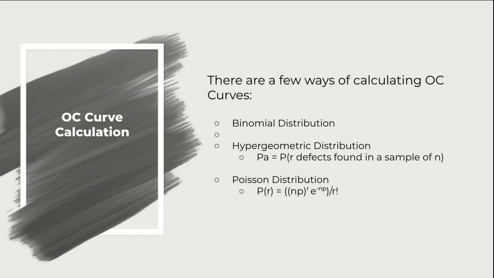So there are a few ways of calculating OC curves. Firstly, we have binomial distribution. Secondly, we have hypergeometric distribution. Essentially, the probability that our defects are found in a sample of n. And lastly, Poisson distribution.